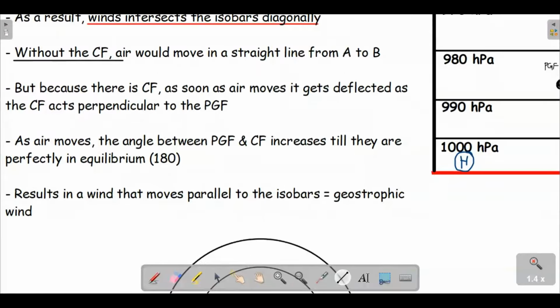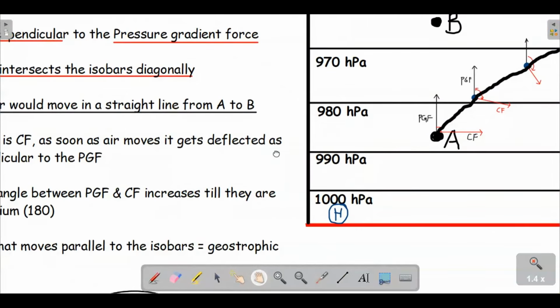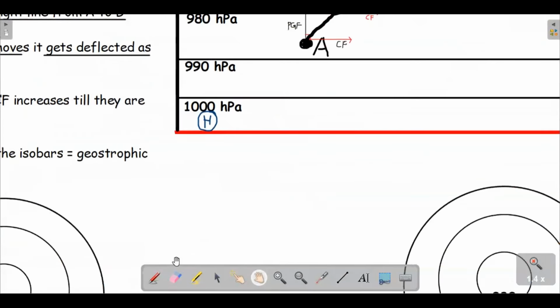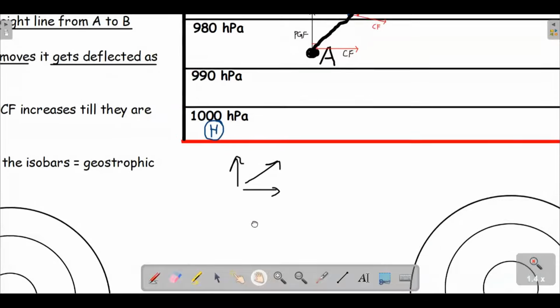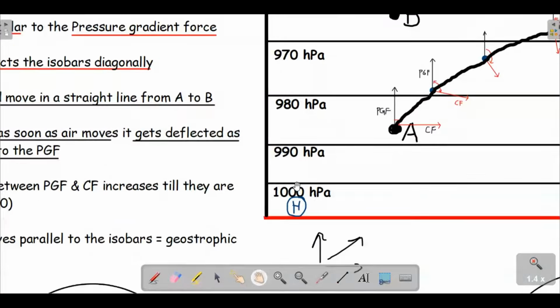As I said, guys, without the Coriolis force, air would have moved in a straight line from A all the way to B, just like that. But because there's a Coriolis force, as soon as air moves, it gets deflected, as the Coriolis force acts perpendicular to the pressure gradient. So it moves in that direction. If someone is pulling you in this direction and the other one is pulling you in this direction, you are definitely gonna move in that direction. So that's why it moves in that direction. You have those two forces there.